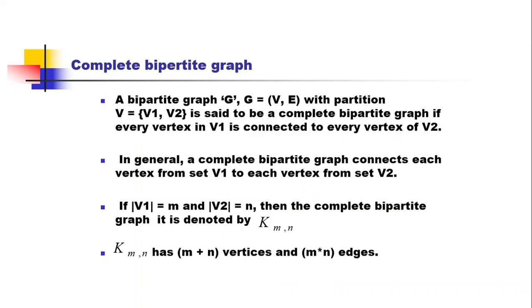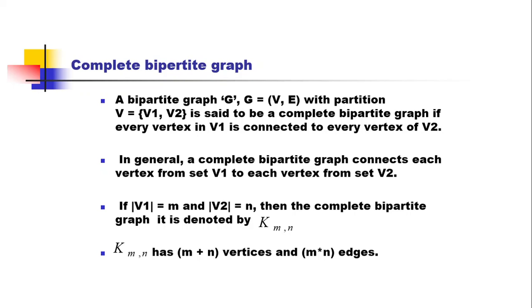Now let us check the complete bipartite graph. What is its definition? A bipartite graph G, where G is a set of vertices and edges, with a partition of the vertices as V1 and V2, is said to be a complete bipartite graph if every vertex in V1 is connected to every vertex in V2. In general, a complete bipartite graph connects each vertex from the set V1 to each vertex from the set V2. That is the definition of a complete bipartite graph.